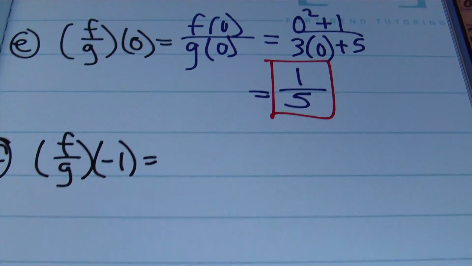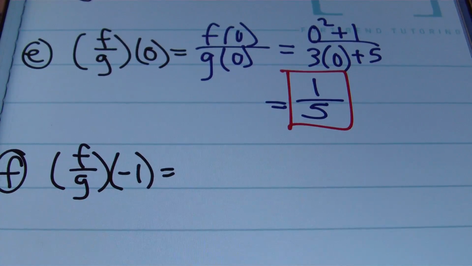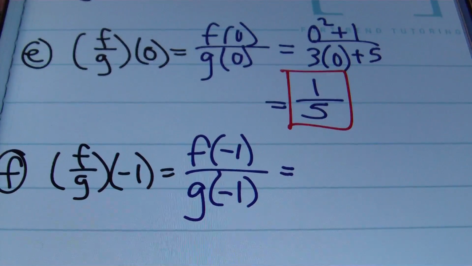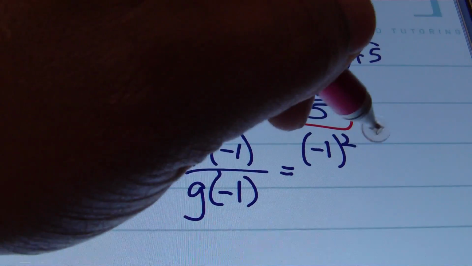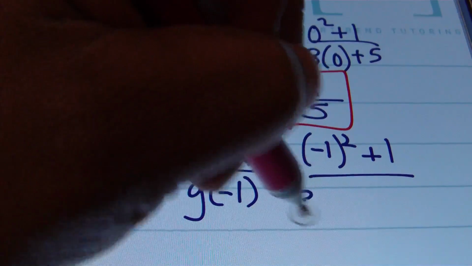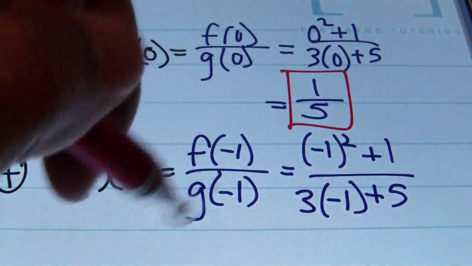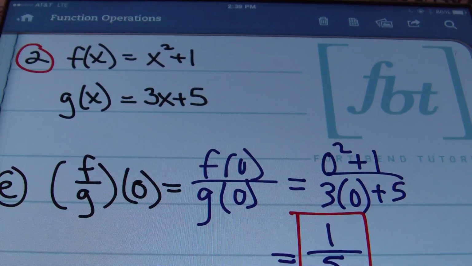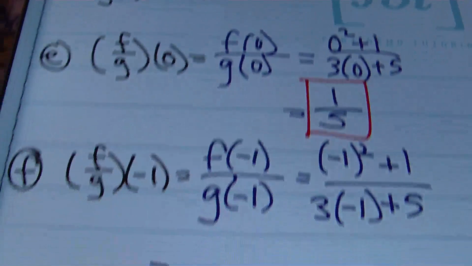Continuing on, in part F, they want us to find out what f divided by g is of -1, so we replace x with -1 in our f and g functions and divide. That means f of -1 divided by g of -1. Substituting into the original functions, I'll have -1 squared plus 1 divided by 3 times -1 plus 5. Recall our f function is x squared plus 1, our g function is 3x plus 5, and I replace the x in each of those with -1.